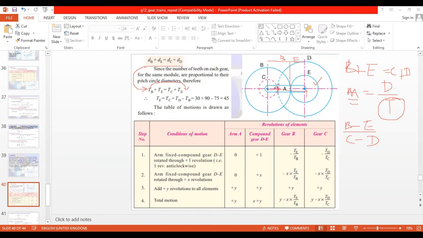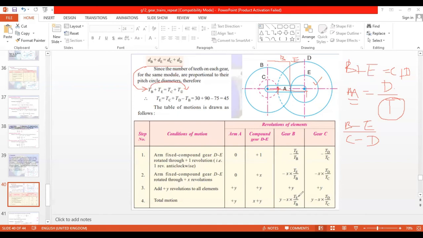Now I'm going to add plus Y, because of the movement by the arm. So I will add plus Y everywhere: arm plus Y, compound gear DE plus Y, here B plus Y and here C plus Y. This plus Y is for the movement of the arm. Then we'll see the total motion, summing up everything. Here arm A is only Y. Here DE is X plus Y. Y is the arm's movement and X is its own movement. Here B is plus Y minus X into TE by TB.